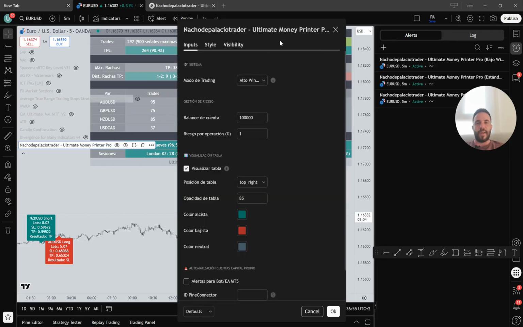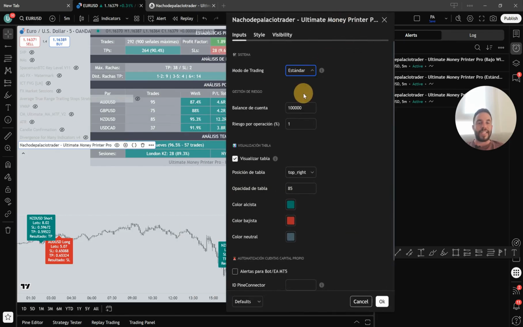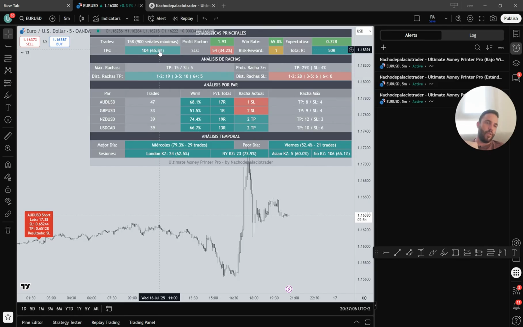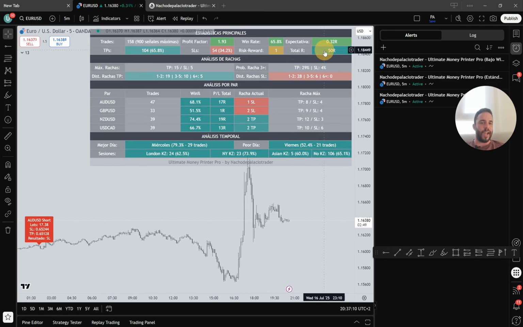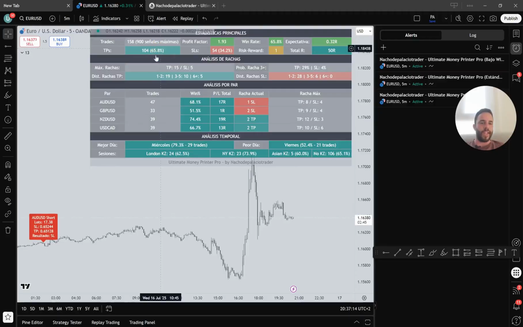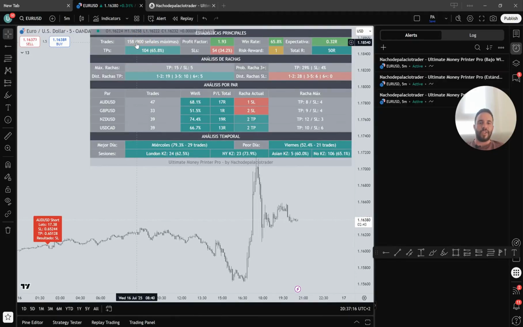You can also, in the settings, let's see, for example, this model, the standard one, which uses a 1-to-1 risk-reward ratio. This one aims to risk 1 and win 1, or risk 1,000 and win 1,000, depending on what you assign as a unit of risk. And so this one would have around 65% of trades. You'll see here that it has 158 trades.